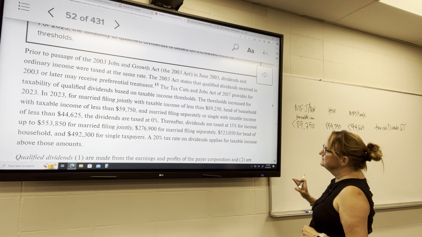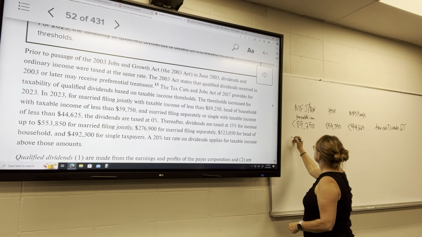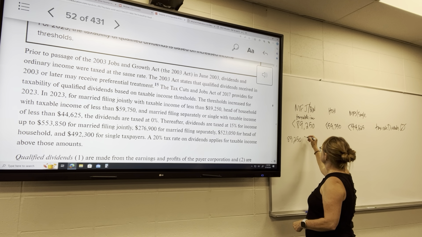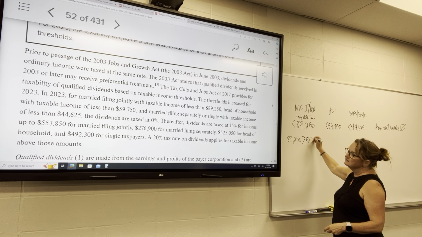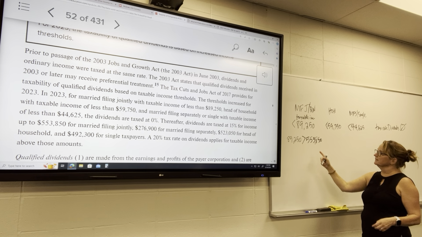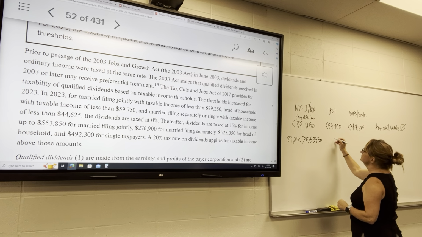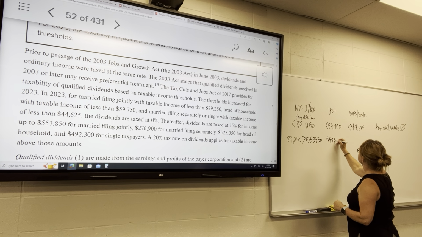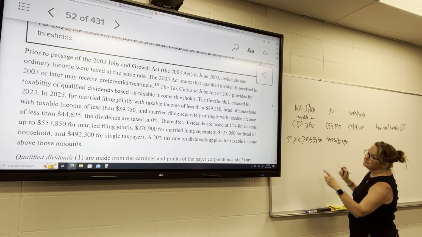So income up to, look at this bracket. So less than 89,250. Greater than 89,250 up to, I never know how to do these right, by the way, 553,850. That's a big range, isn't it? Holy cow. It's about 500,000. Married filing jointly, 276,900, so between 59,750 and 276,900.